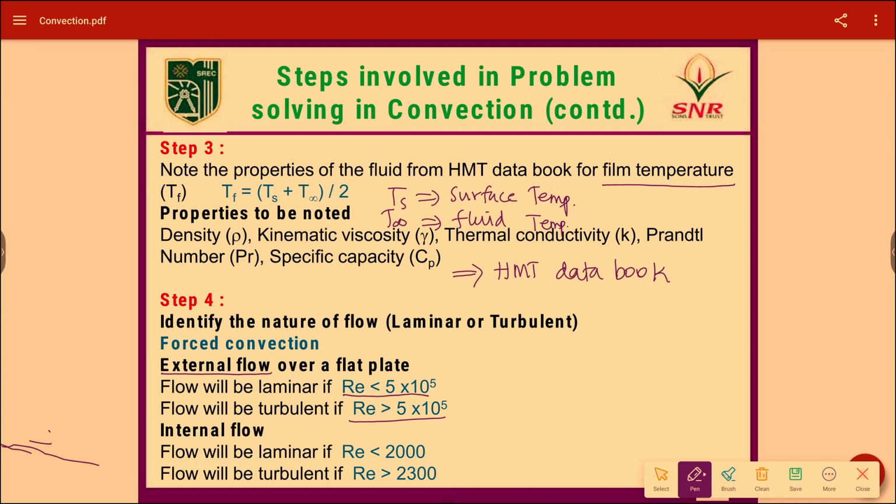Next, if you go for internal flow, the flow happening inside a tube or otherwise inside a pipe, the flow will be laminar if the Reynolds number value is less than 2000. On the other hand, the flow will be turbulent if the Reynolds number is greater than 2300. So the point we have to understand here is that we have to identify whether the flow is external flow or internal flow. Based on that only, we can choose a correlation for this.